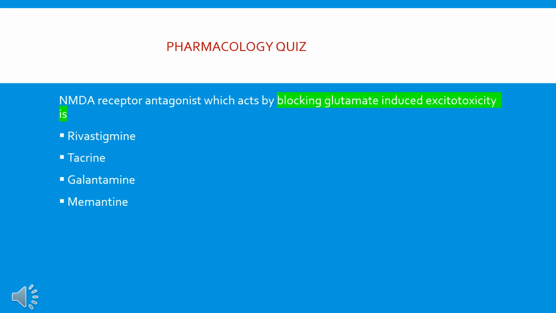Next question is about the N-methyl D-aspartate receptor antagonist, which acts by blocking glutamate-induced excitotoxicity. Is it rivastigmine, tacrine, galantamine, or memantine? As we know, rivastigmine, tacrine, and galantamine act by inhibiting cholinesterase, thereby preventing degradation of acetylcholine. So the correct option is memantine.